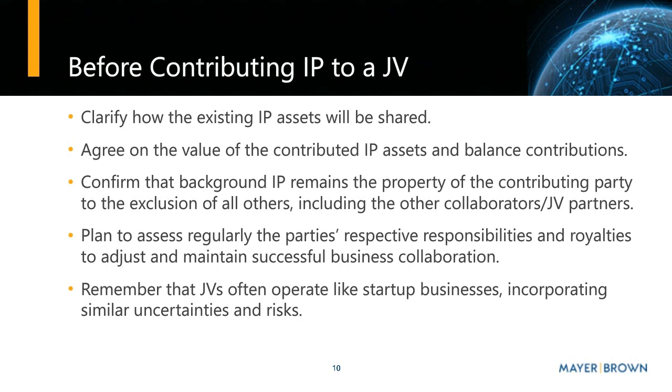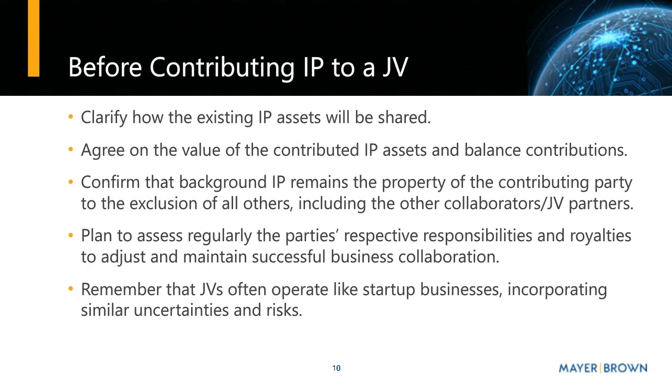You'll want to clearly state in the agreement between the parties that background IP will remain the property of the contributing party to the exclusion of all others, including the JV and any other venture partners. The JV may get a limited license to specified IP for a specific purpose, but ownership of background IP, as Joy mentioned, typically remains with the party bringing such IP to the project. In a situation where background IP is actually contributed, and by that I mean assigned to the JV entity, it is essential that the parties reach written agreement regarding what happens to such IP upon termination or dissolution of the joint venture.